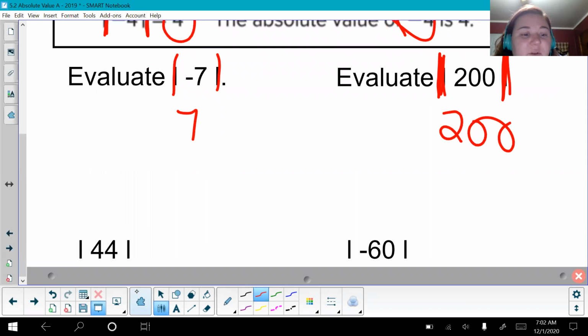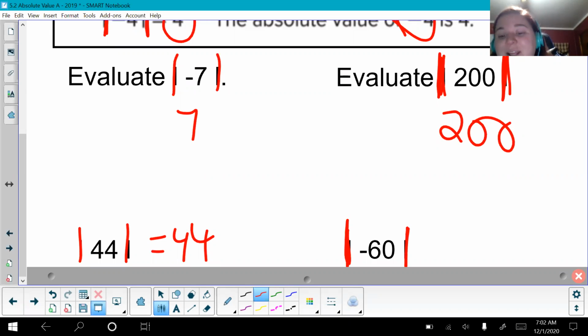Okay. So therefore, what's the absolute value of 44? 44 is 44 spaces from 0. What's the absolute value of negative 60? That means it is 60 spaces from 0. So think about where it would be on a number line and how far it is from 0.